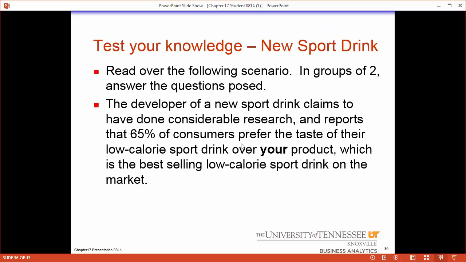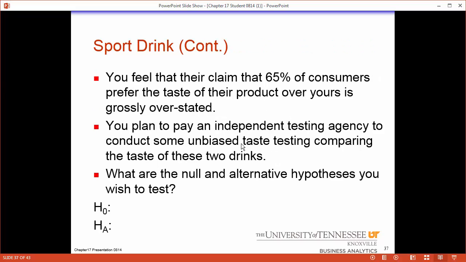So going on right here, let's try another example. In this example, we won't actually do some groups, but you can do it on your own with me right here. So let's try this out. The developer of a new sports drink claims to have done considerable research and reports that 65% of consumers prefer the taste of the low-calorie sports drink over your product, which is the best-selling low-calorie sports drink on the market. You feel that their claim of 65% prefer the taste of their product over yours is grossly overstated. You plan to pay an independent testing agency to conduct some unbiased taste testing comparisons.